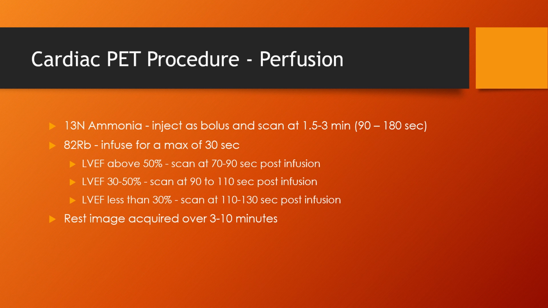If their ejection fraction is slightly lowered, you want to delay that a little bit to about 2 minutes post infusion. But if their ejection fraction is really low at 30% or less, then you may want to delay that up to 130 seconds post infusion. And the resting images are acquired over 3 to 10 minutes. Typically, you'll scan for 6 to 7 minutes, but that is slightly dependent on the scanner that you're using.